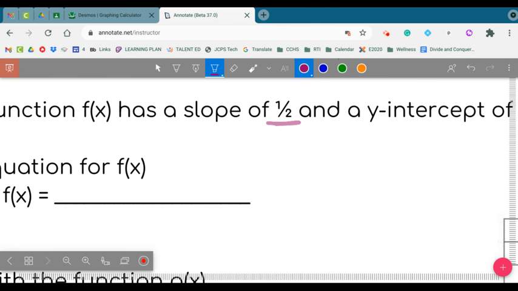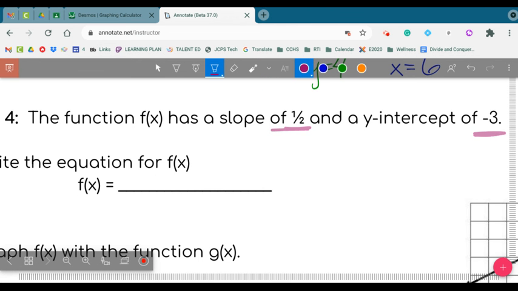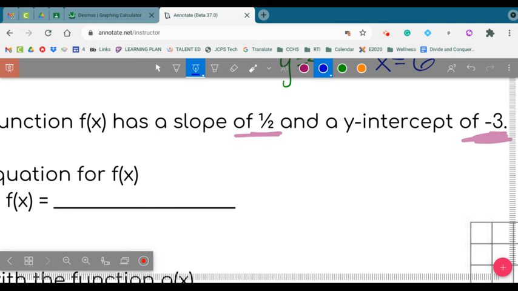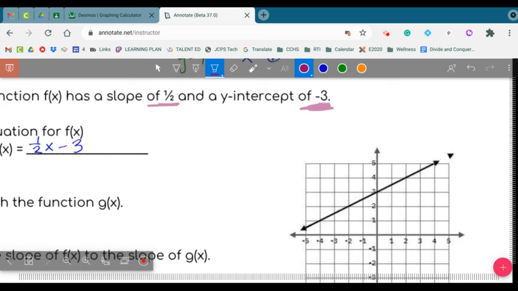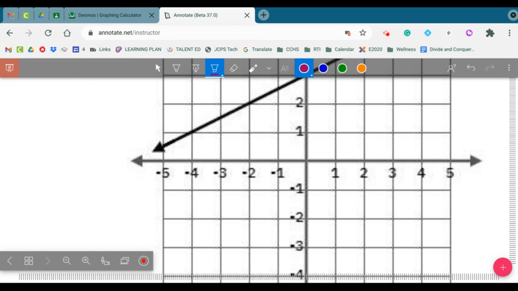So we're given our slope, which is 1/2, and our y-intercept, which is -3. So we're going to write our equation. They already have our y, or f of x. So 1/2 x minus 3. It then says graph this function. So you can put it into your calculator, or you can remember how to do it using slope and y-intercept.